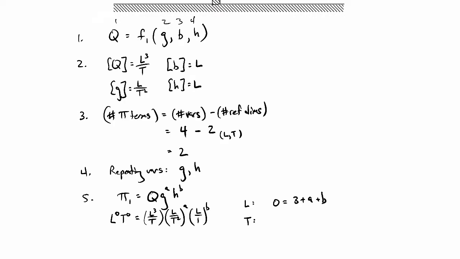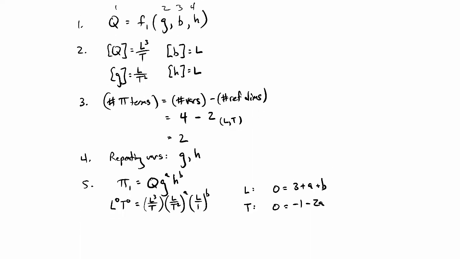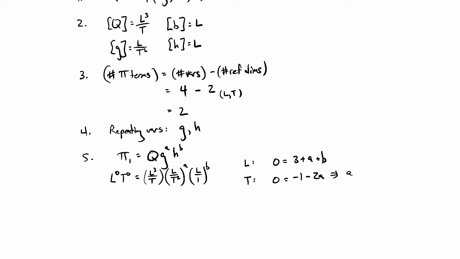We'll do the same thing for the time. Left-hand side it's 0. On the right-hand side it's a minus 1 minus 2A. So you can see the minus 1 comes from here. It's in the denominator. And here we have a minus 2 times A. So that gives us the minus 2A. So from these, you'll find that A is equal to minus 1/2.